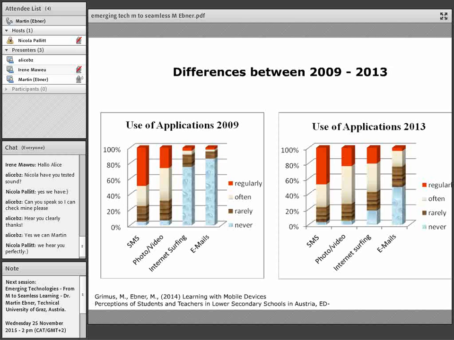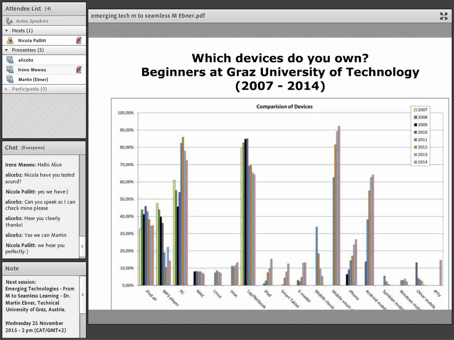Mostly it's a smartphone. It's more or less a smartphone. And in Austria we have very cheap flat rates. That means that children at the age of 10 at the latest have access to the internet. Yeah, the next slide is maybe also interesting.